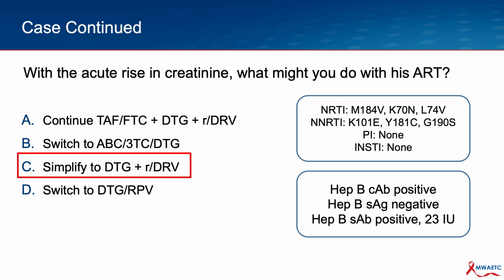I could not do a fixed dose regimen of Triumeq. I didn't want to switch to dolutegravir-rilpivirine because of his high level NNRTI resistance. So I ended up simplifying him to dolutegravir and boosted darunavir.